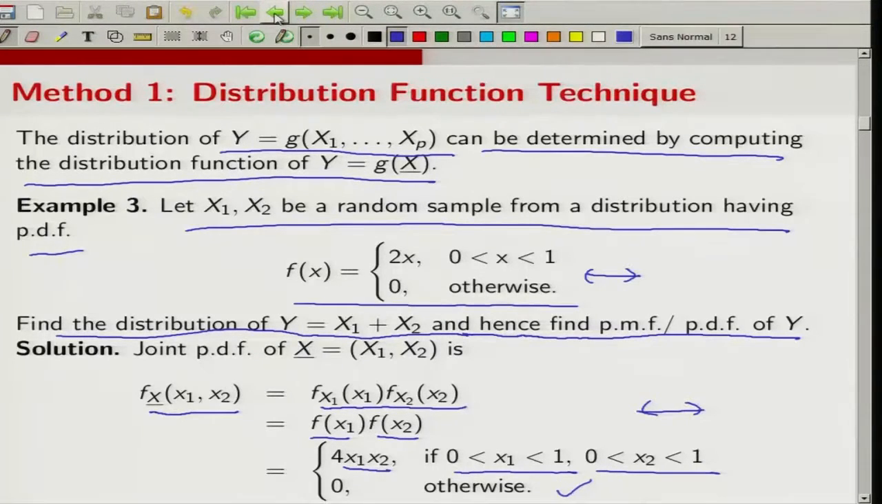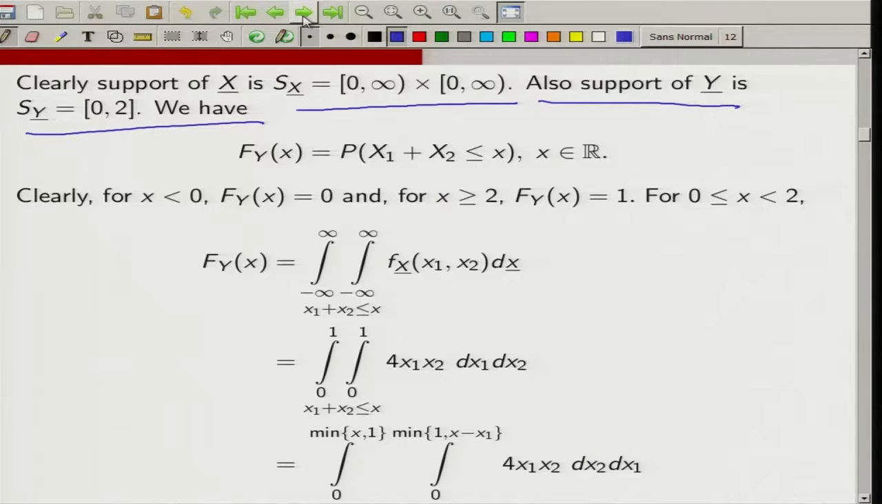The support is because density is positive when x is between 0 to 1. So the support S_X is (0,1) cross (0,1), and since Y is X1 + X2, the support of Y would be nothing but the closed interval [0,2]. So I look at the distribution function of Y, F_Y(x), which is the same as the probability that X1 + X2 is less than or equal to x.